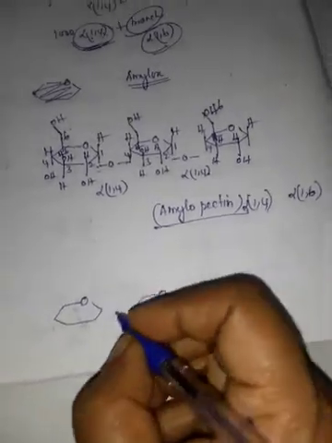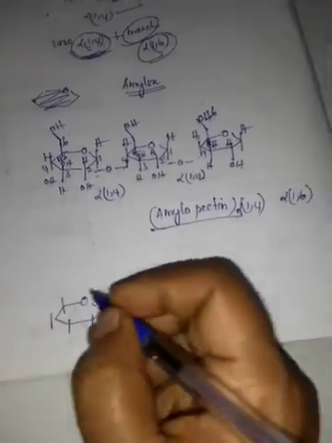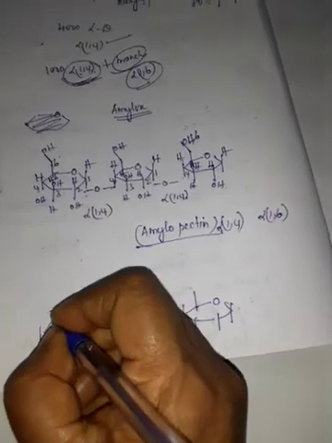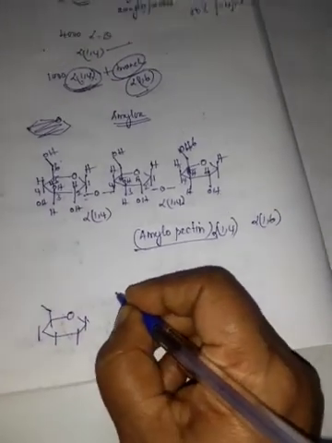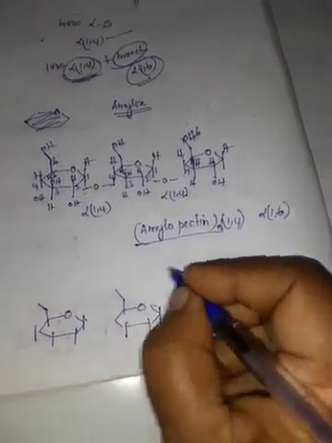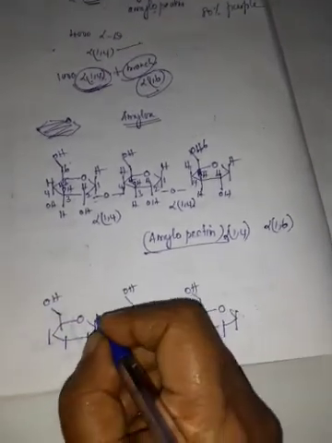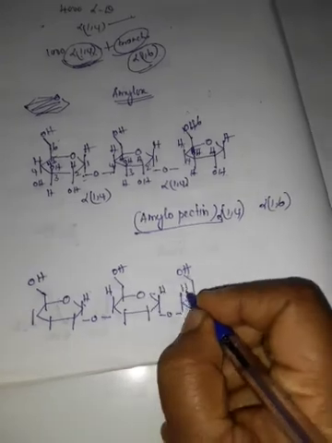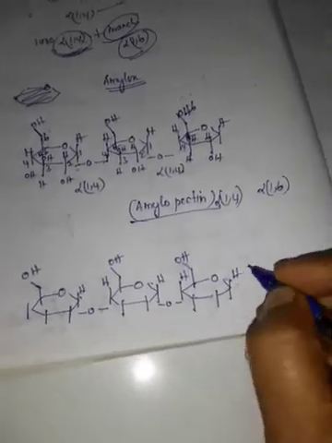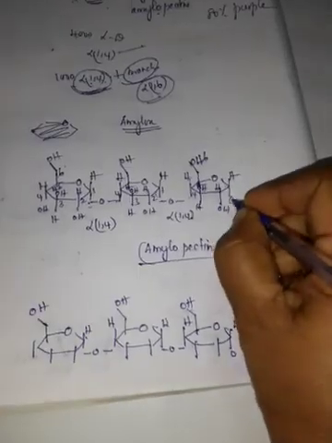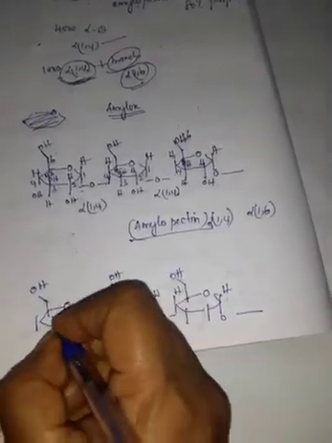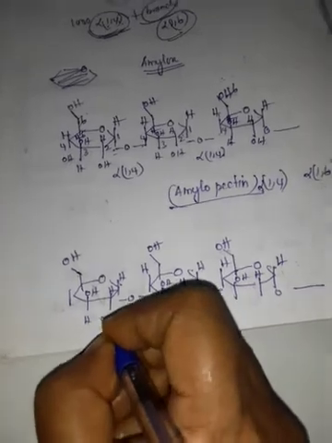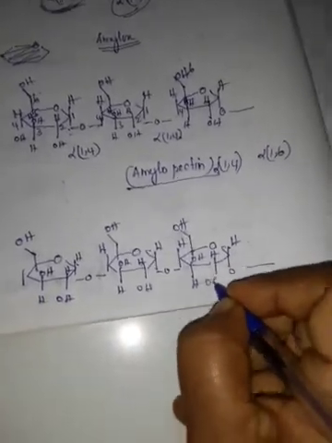Same as it is, you are going to draw. First carbon, second, third, fourth, fifth, sixth. This is CH2OH. Here H, then one O linked, same as it is. Here H, then one O can be linked. Then here you are seeing OH, H, OH, H, OH, H, and below HOH.